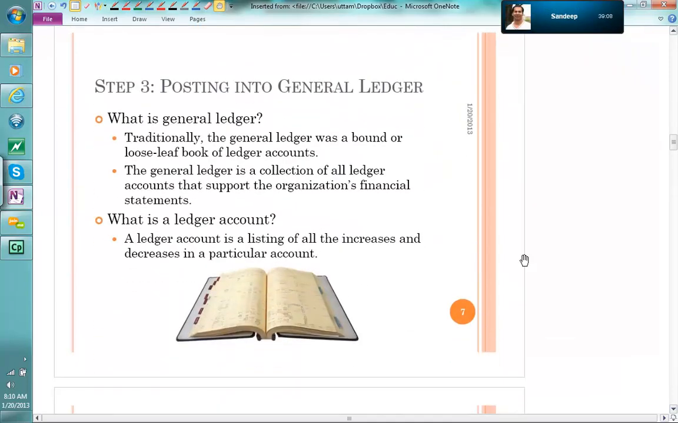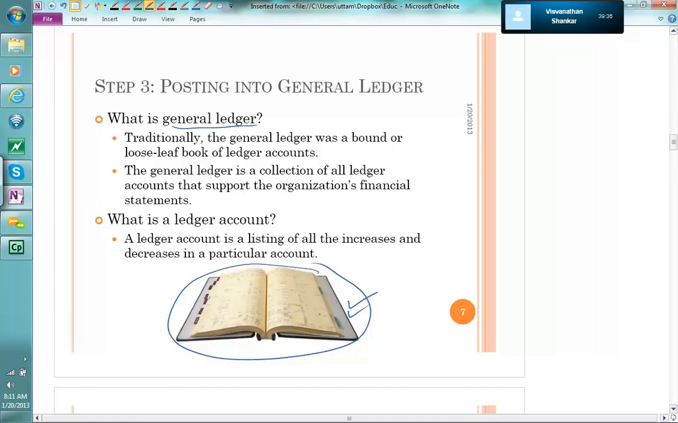So let's talk about posting into general ledger. Before we start posting, let's understand what the general ledger is. Traditionally, here is the diagram, this used to be a bound book. You can add pages and remove pages from this book, and it will contain a number of accounts.